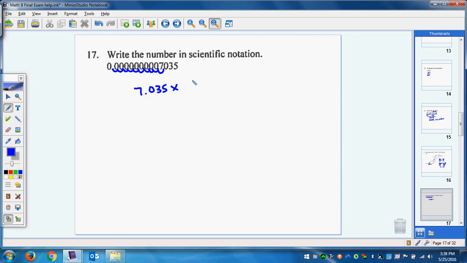7.035 times 10. And I believe we counted 10 bumps, so it's got to be 10th power. Yeah, that was easy. What say you? You say that's the wrong answer? Oh, you are smart. Because again, it started off with the 0, which means it's a small number, which means it must be a negative exponent. Got some geniuses in here.